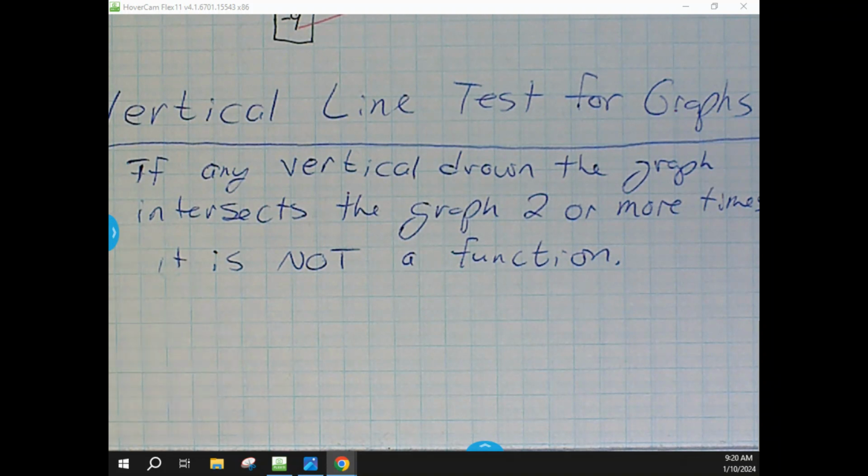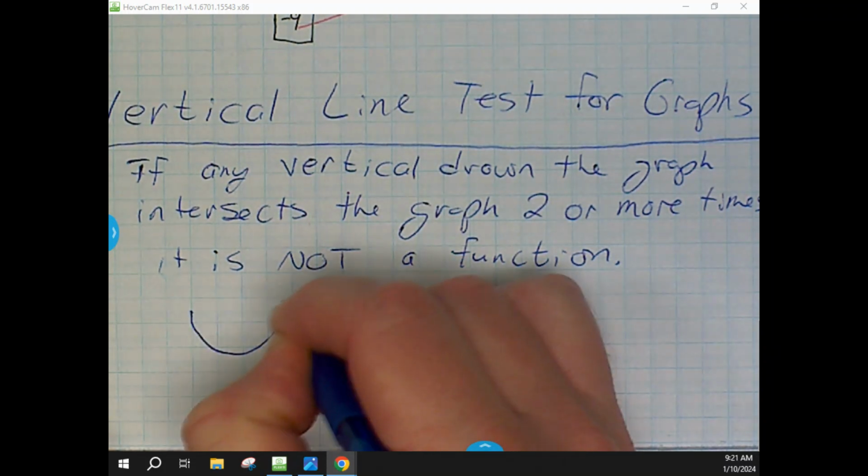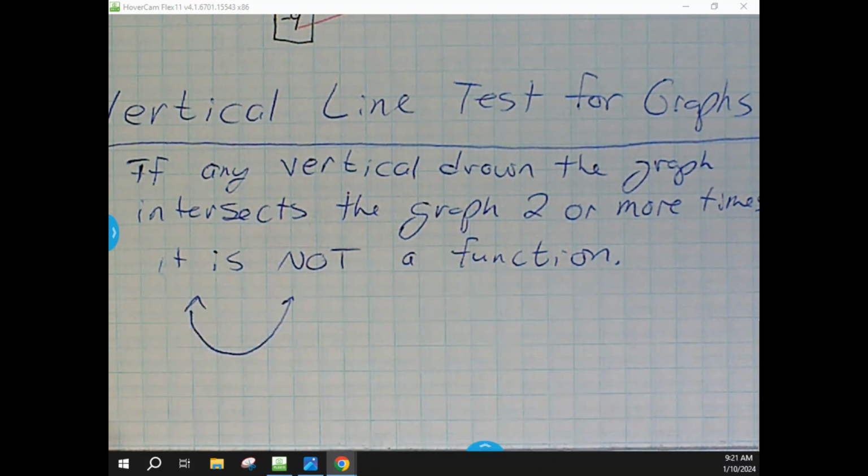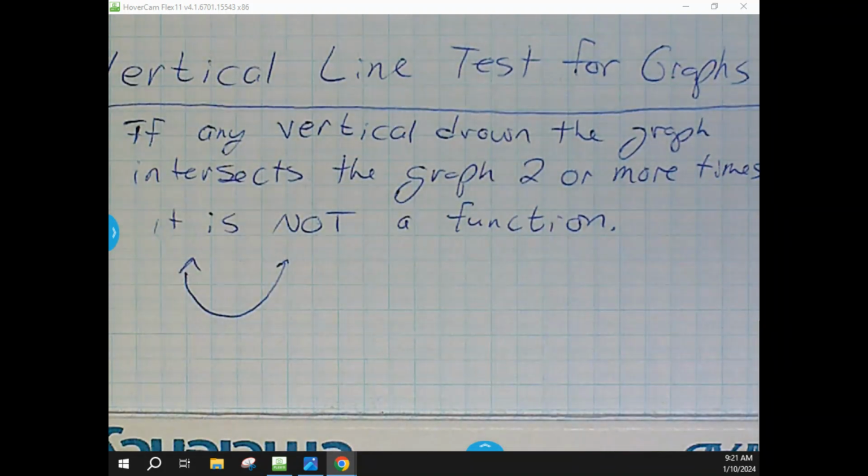Now, if you want to be on the optimist side, if every vertical line drawn through the graph intersects the graph only once, then it is a function. Sometimes you have to take the pessimist side, but you can take the optimist side if you want to. It just depends on how you want to go with it. So basically you'll be given a graph, and they'll say, "Is that graph a function?"